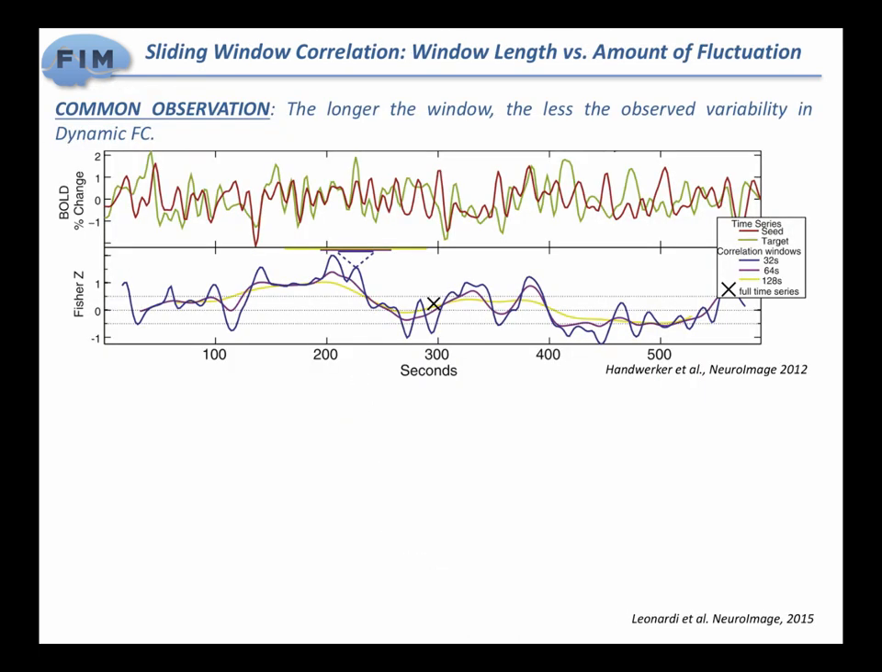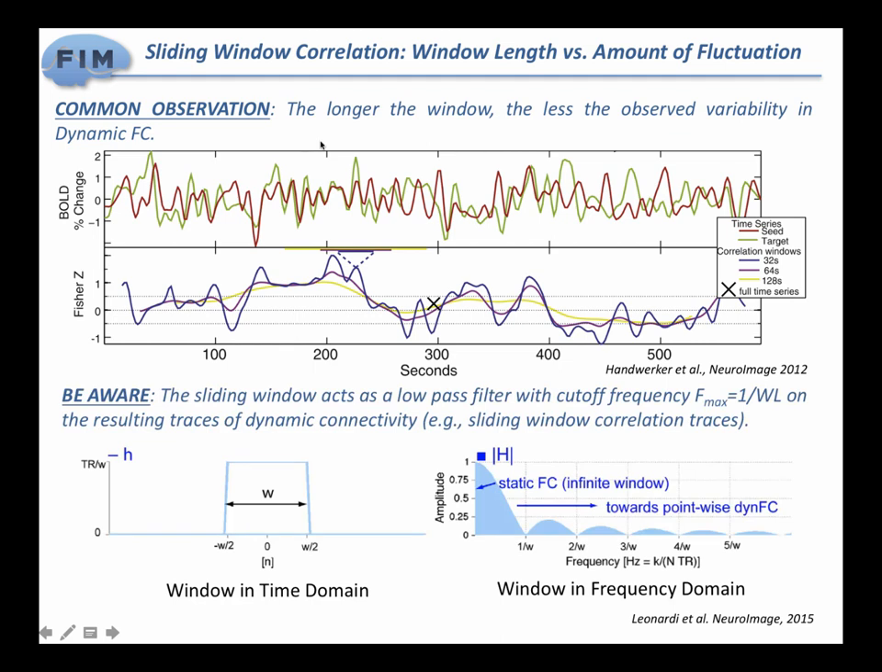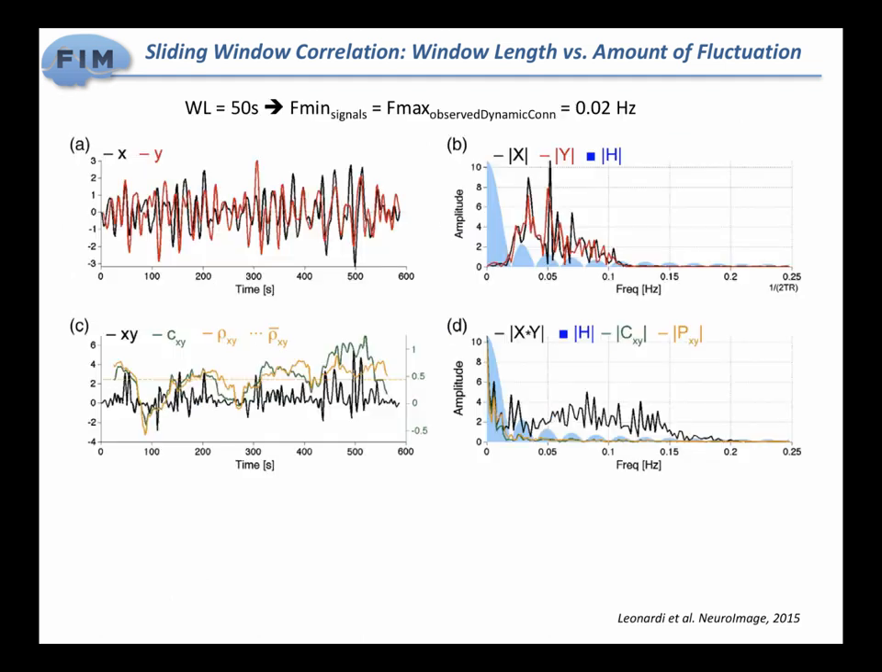The other thing to think about is that people say many times, the longer the window, the less the observed variability. And that's how it should be, because a sliding window actually acts as a low-pass filter with a cutoff frequency of this on your observed connectivity. So every fluctuation in the relationship between the time series that is faster than this is going to be very much dampened. When you're setting your window length, you're also setting the maximum frequency of the dynamic phenomena that you can observe. That's why it's so important to pick the window appropriately.